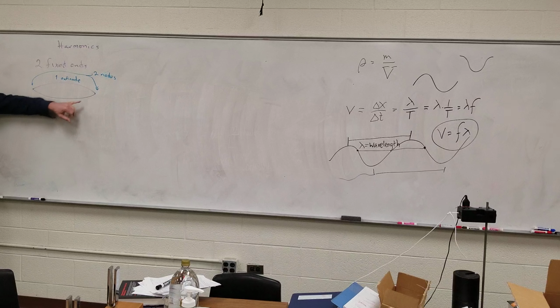Now recognize what's happening here. The nodes are not moving. The antinode is moving, it is swinging back and forth. It is a constantly repeated destructive and constructive interference.